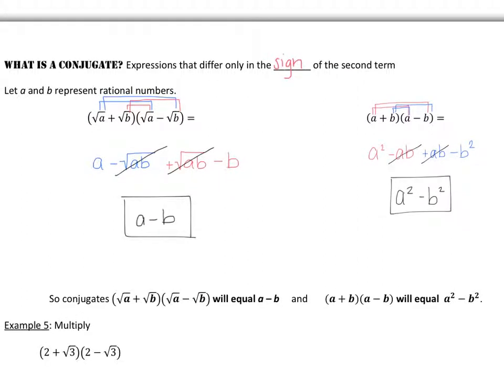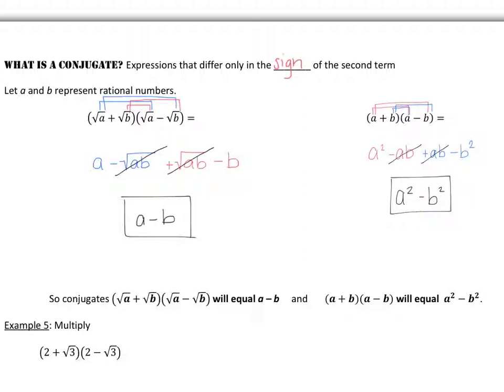So we can use this to help us in any problems, okay? Really, the one that you're probably going to use the most is the second one that we did because anything can fit in there. It's not restricted to square roots. Okay, so anytime you have conjugates multiplied together, you'll get A squared minus B squared. That's all you'll have left.